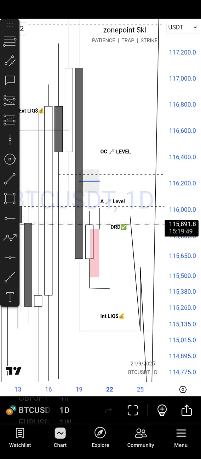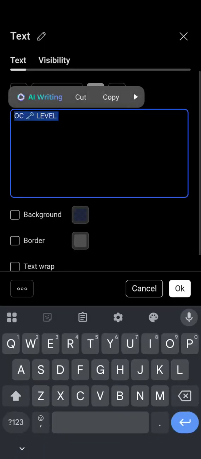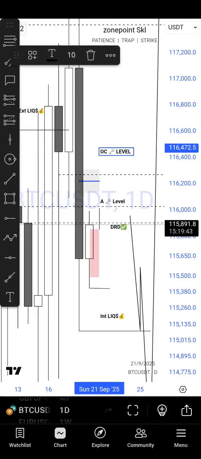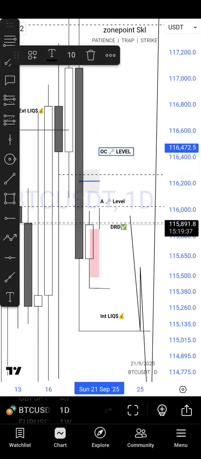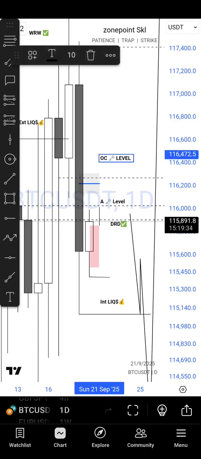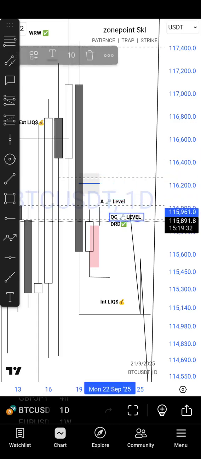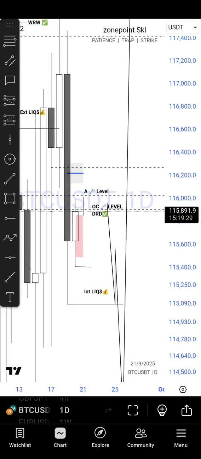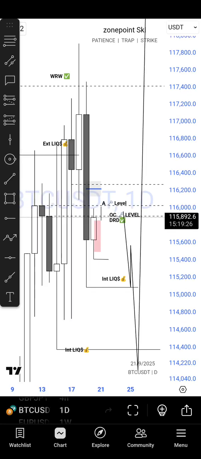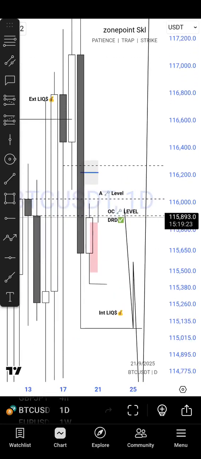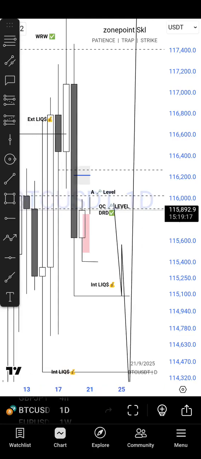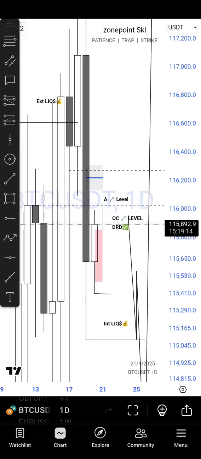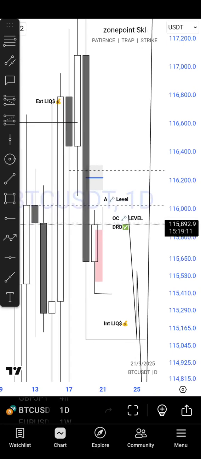It's just that when you are doing your analysis, be flexible with your analysis. Note every possible area that price may react from, so that once price gets to that area, you won't get confused. So we have this OC key level here. On the daily, we have this OC key level and we have this A key level, right? On the daily, this is what it looks like. And now we are seeing this candle rejecting from this OC level.